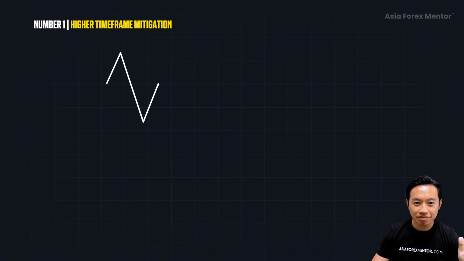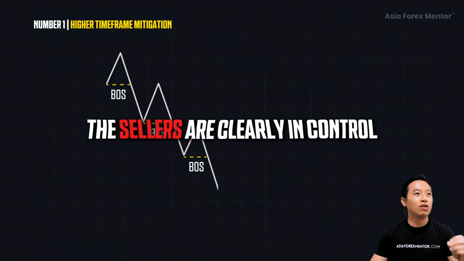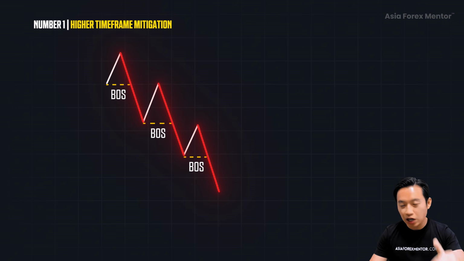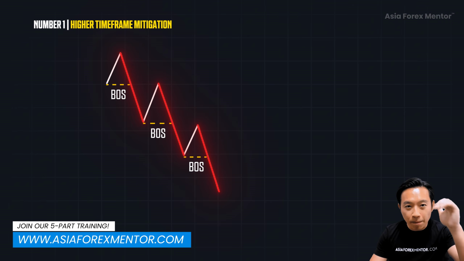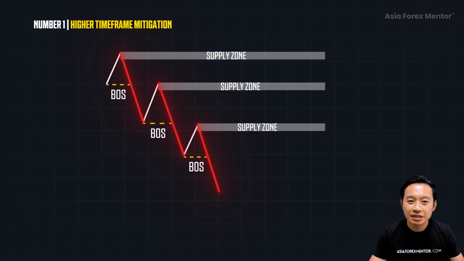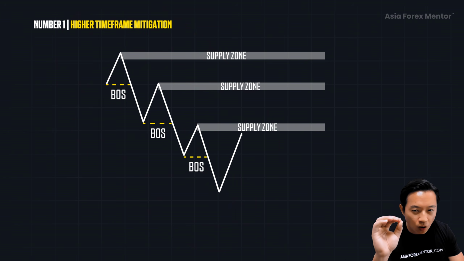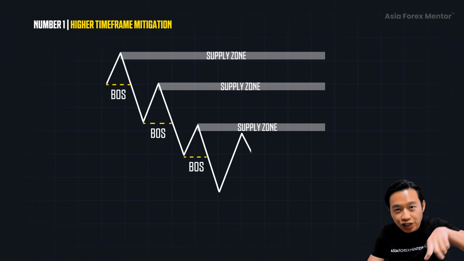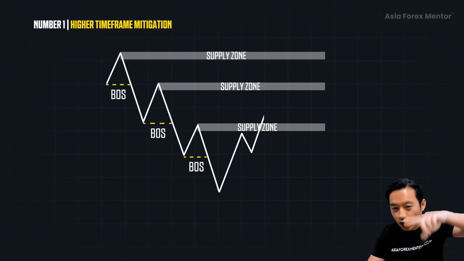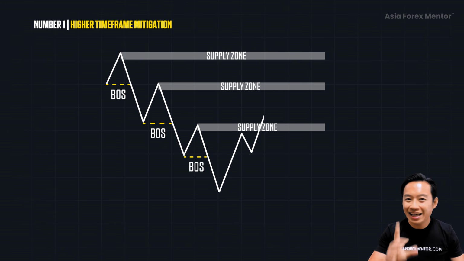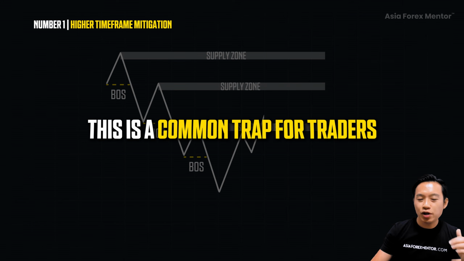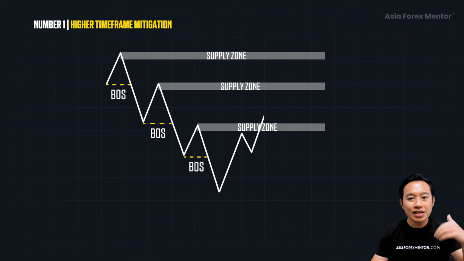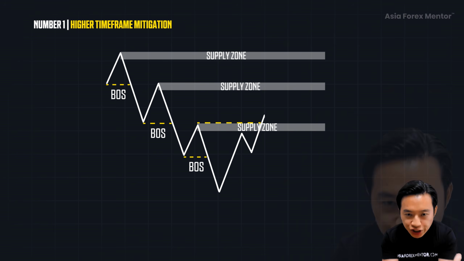So now let me give you an example. Okay, so in this bearish market, the sellers are clearly in control, right? You can see that price has repeatedly broken lower, and then it creates a new supply zone as it falls, right? Now, if you imagine price starts moving up, it might pause or pull back a little from the last supply zone. But then it actually pushes and breaks right past it and closes above it. This happens a lot of the time, right? This is a common trap for traders because most traders would miss the bigger picture in the market. So when price moves up like this, they often think, ooh, this is a change of character, right?